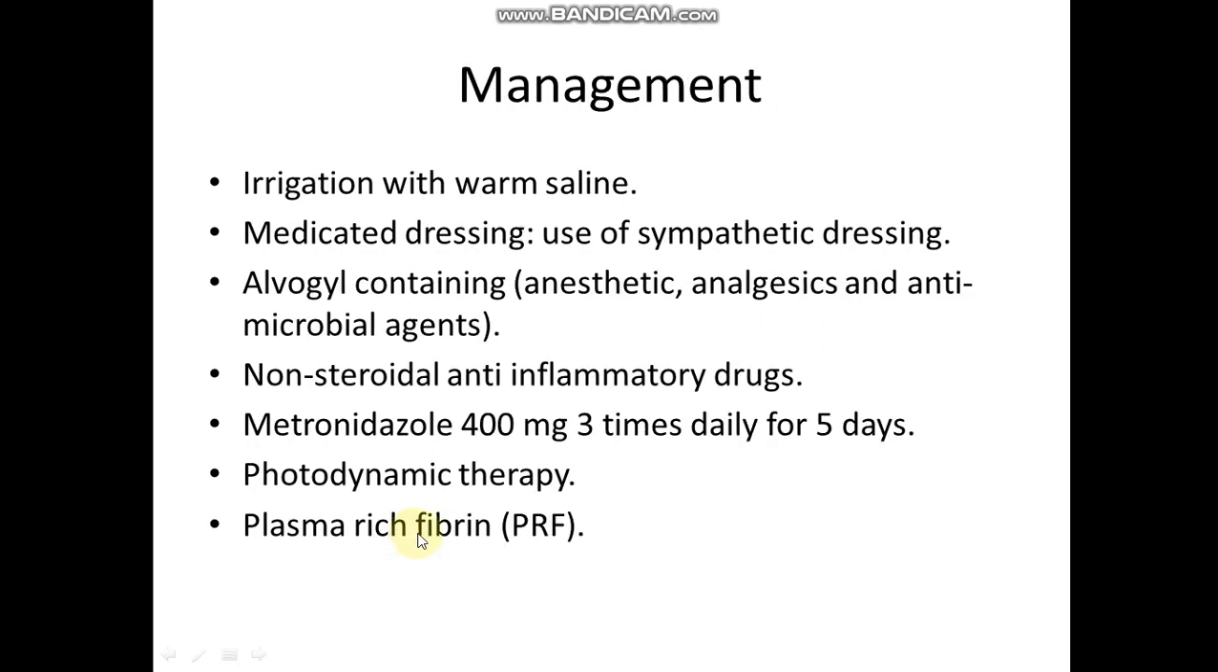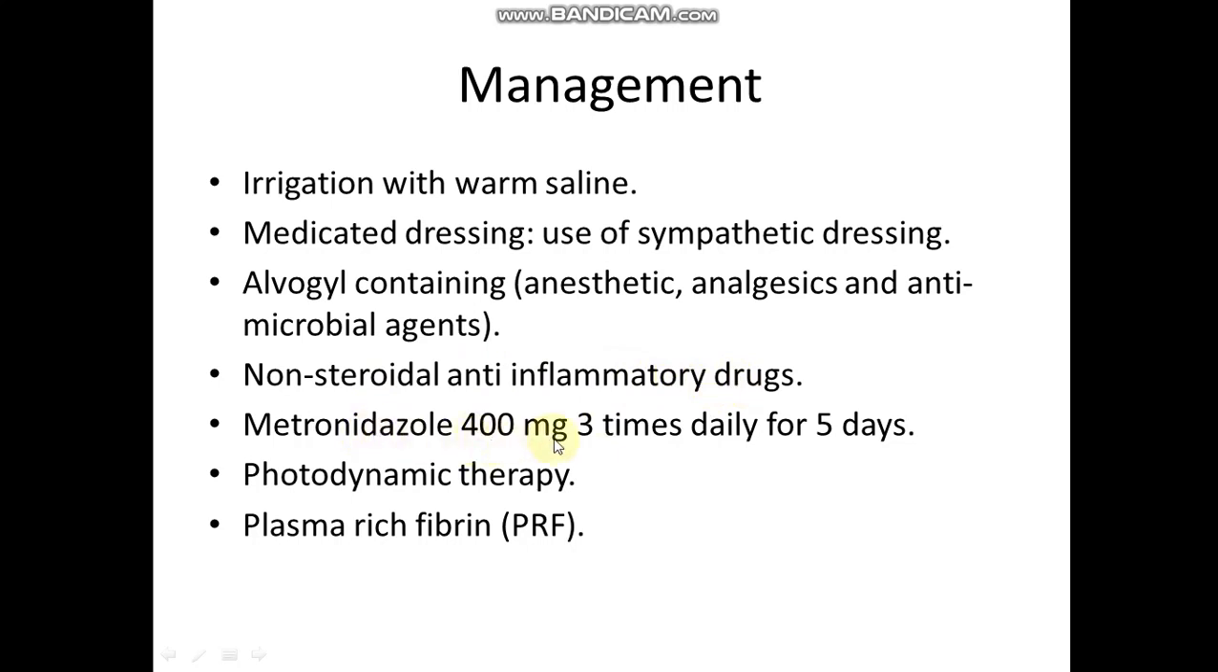The management could be surgical or non-surgical. The non-surgical, which is very important, includes irrigation with warm normal saline. This is to remove food debris and disintegrated blood clot, and to initiate bleeding for the formation of a new blood clot. Medicated dressing, usually sedative dressing, which is alvogyl, actually is the most common dressing used nowadays. This contains anesthetic, analgesic, and antimicrobial agents. It is very effective. The patient may also be given potent analgesics or non-steroidal anti-inflammatory drugs to reduce pain.